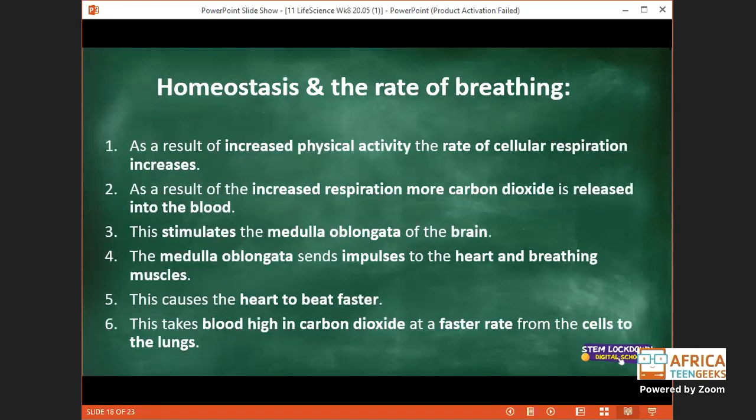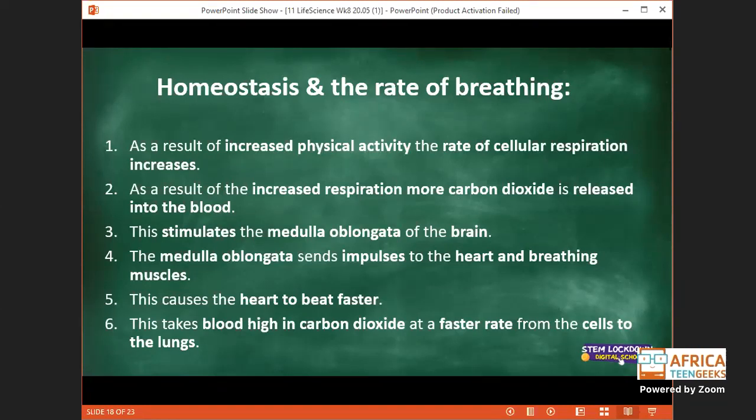Firstly, as a result of increased physical activity, the rate of cellular respiration increases. Second point, as a result of increased respiration, more carbon dioxide is released into the blood, or it is diffused into the blood. And then this stimulates the medulla oblongata of the brain. The medulla oblongata sends impulses to the heart and breathing muscles.